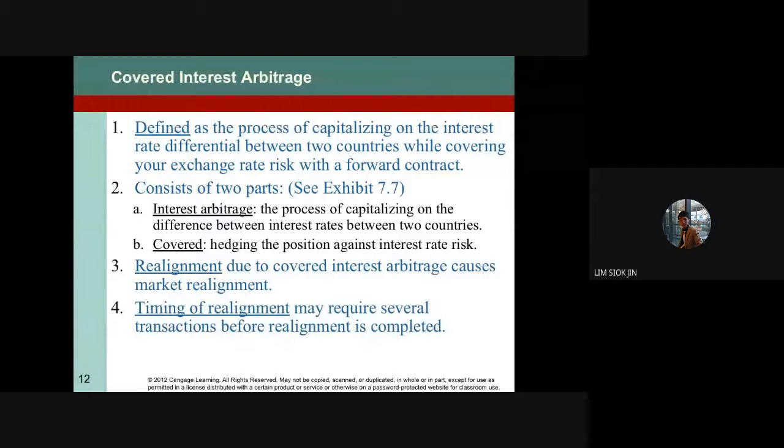And they are now just applying it into the foreign exchange market. All right. Any questions so far?